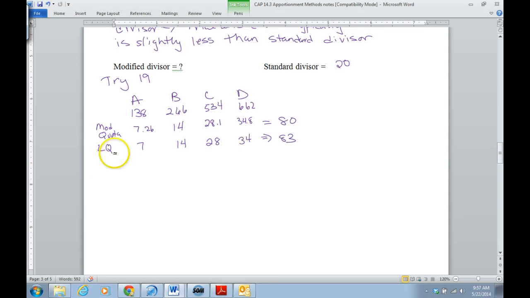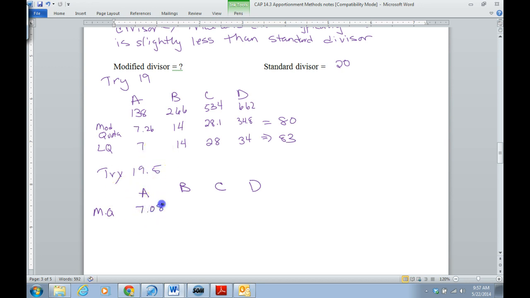So now let's try a different number. Try 19.5. If you try 19.5, we'll have a modified quota. If we divide everything by 19.5, we get 7.08.